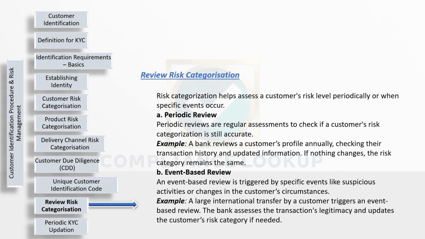B. Event-driven review. An event-driven review is triggered by specific events such as suspicious activity, changes in the customer's circumstances, or the occurrence of certain regulatory events that could affect the customer's risk level. Example: a customer has a steady account history, but one day they suddenly initiate a large international transfer. The bank then assesses the transaction's legitimacy, checks for any links to high risk countries or individuals, and evaluates the customer's updated profile to adjust their risk categorization.